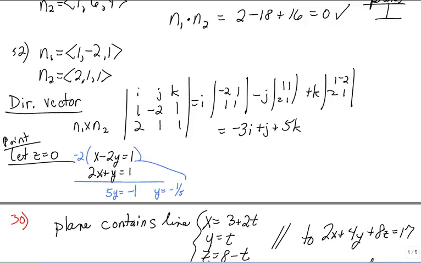Plug it back in here, and I get 2x equals 6/5. And if I divide by 2, I get x equals 3/5. So the symmetric equations look like this, and again, these are not unique, so if you find a different point, you're going to get a different answer.